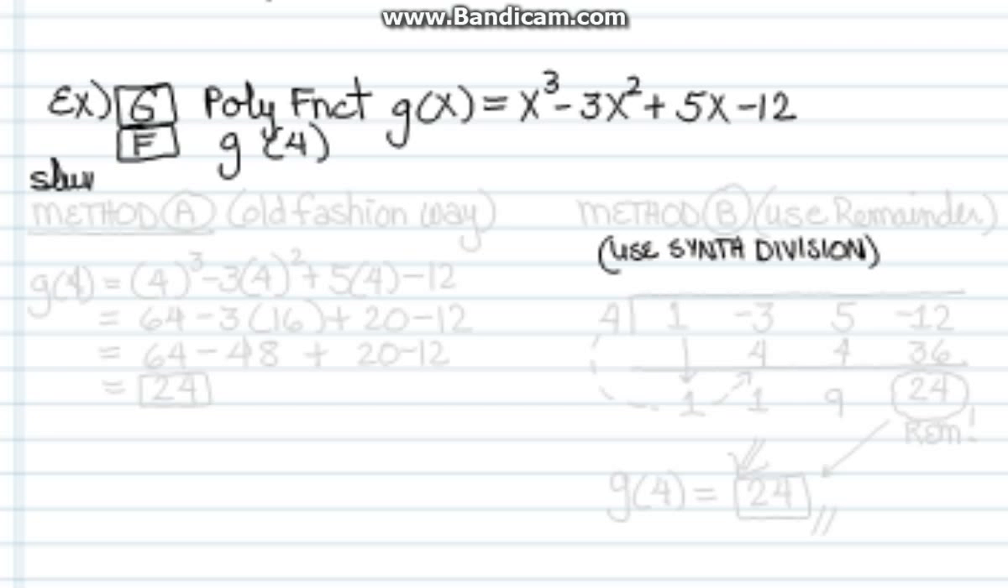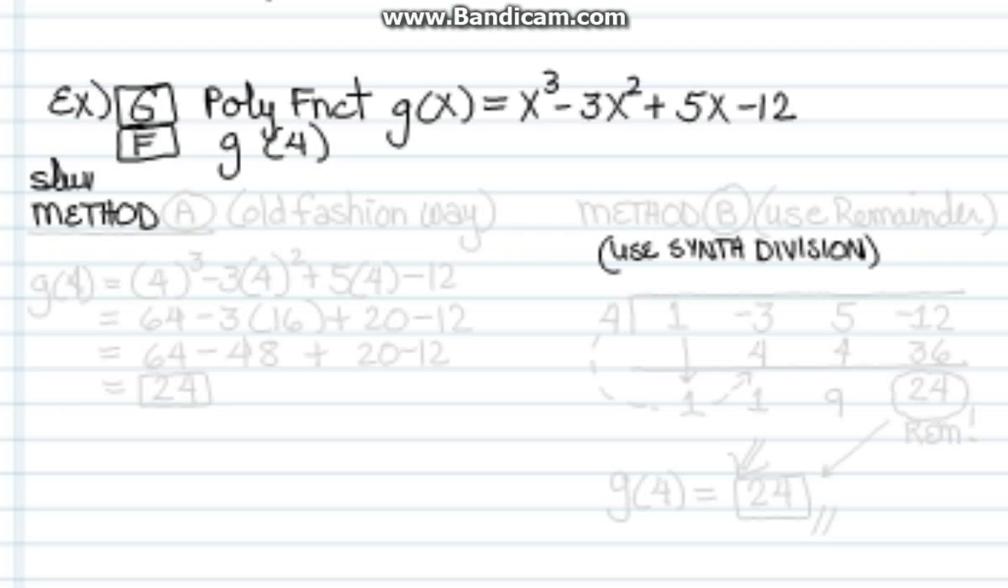Given the polynomial function g of x equals x cubed minus 3x squared plus 5x minus 12, find g of 4. So they're asking me to evaluate g of 4, evaluate the function g when x is equal to 4. You know, this is the same as asking me to find the y partner to x equals 4 in the g function. Well, there are two ways to do this.